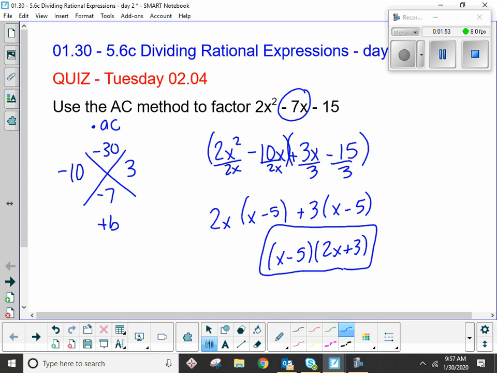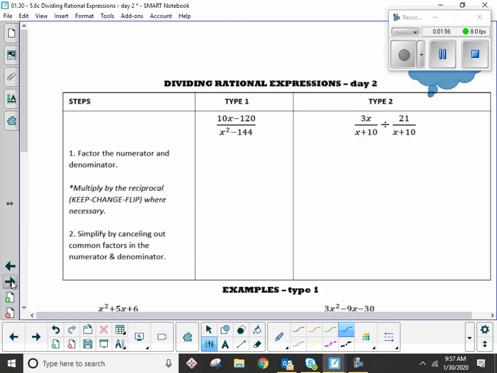Okay, so that was a quick review. We're going to be using this again today. What we're doing today is dividing again. Yesterday was dividing, but everything was already in fraction form, and really we were just canceling out. It's technically division because there's the fraction bar. So there are two types of problems today: one where there's just one fraction, and one where there's two fractions being divided. So we'll start with this one first.